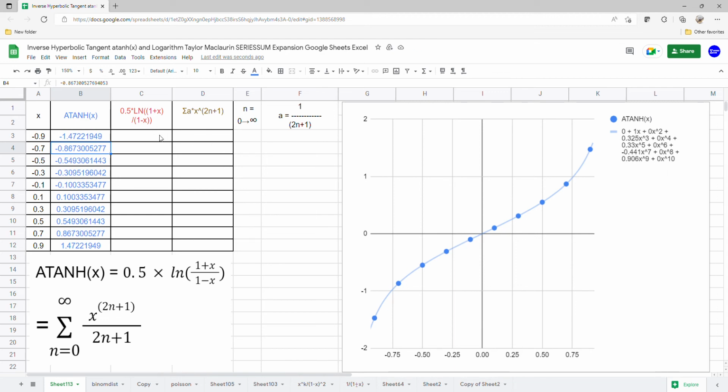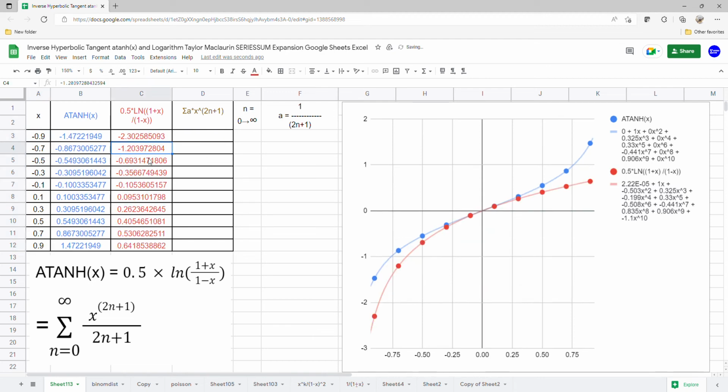Next, we generate the equivalent in the logarithm. Begin with the logarithm of 1 minus x. So, array formula: ln, the numerator 1 plus x. And then we continue with the denominator. So that's 1 plus x divided by the quantity 1 minus x. So, 1 minus x.